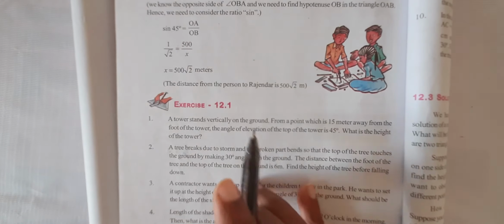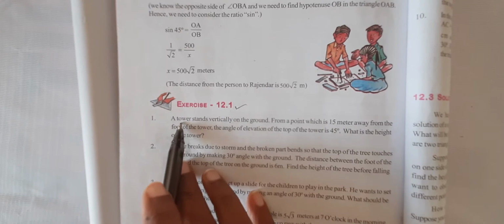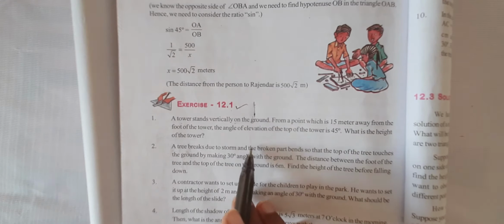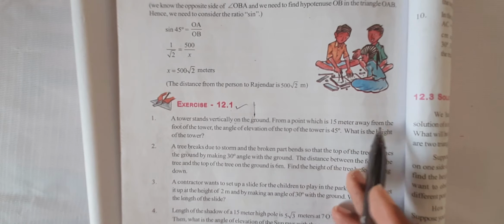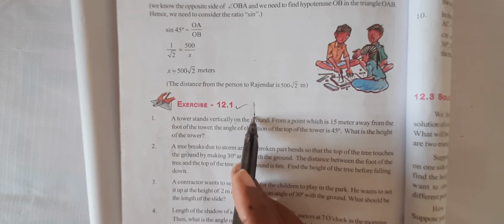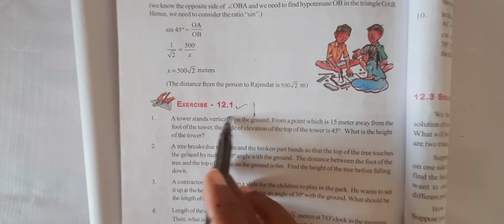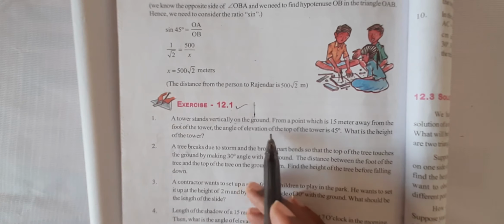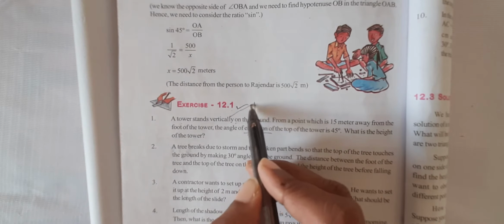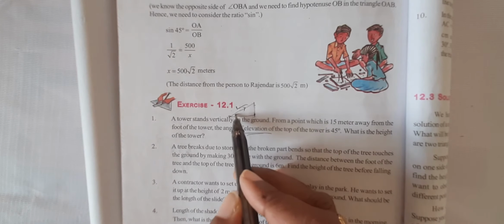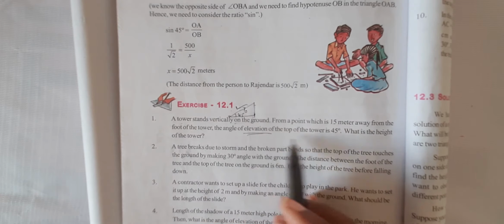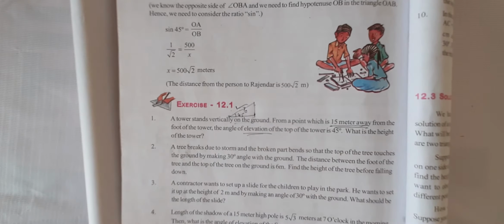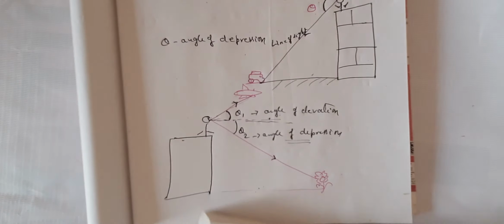Here is the problem, exercise 12.1. A tower stands vertically on the ground. From a point which is 15 meters away from the foot of the tower, the angle of elevation of the top of the tower is given. That means the line of sight should be upward. So this is 45 degrees, at a distance of 15 meters. What is the height of the tower? Now let us see how to solve the problem.